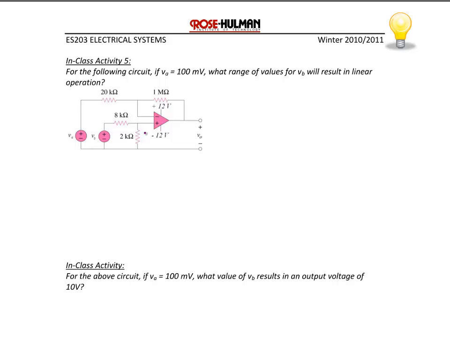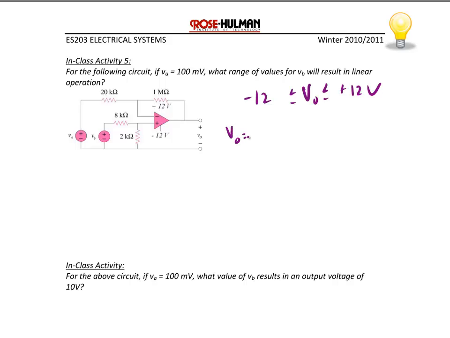Okay, now let's do the last set of examples for today's lecture. Here we have a weighted difference amplifier with VA equal to 100 millivolts. What range of values for VB will result in linear operation? What you should notice here is that the rails are negative and positive 12 volts. So what this question is really asking is, what value of VB will keep the output between negative and positive 12 volts? Let's actually find the output first.